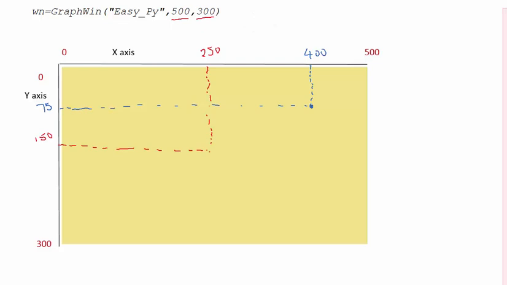Consequently, in order to place an object at the upper left corner, x will be 0 and y will be 0. In the upper right corner, x will be 500 and y will be 0. At the low left corner, x will be 0 and y will be 300. In the low right corner, x will be 500 and y will be 300.